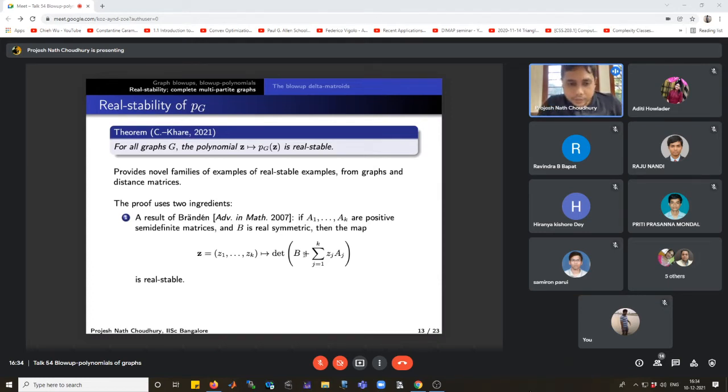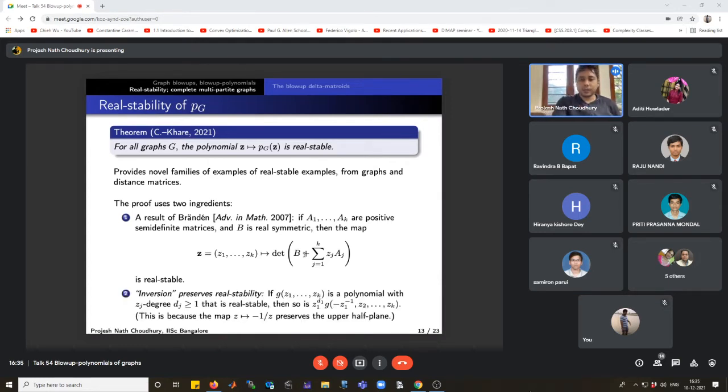And another result is that inversion preserves real stability, which says that if you take any variable, let's say z1 with degree d1, and if z1 raised to d1 times this polynomial evaluated at the inverse is real stable, then this original polynomial is real stable. These two facts, and with some clever determinant calculation, turn out to prove this theorem.